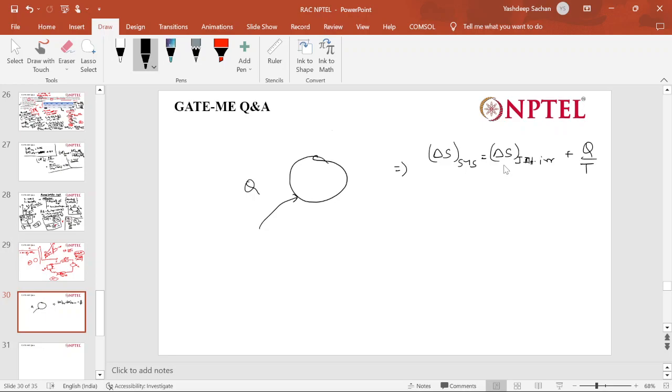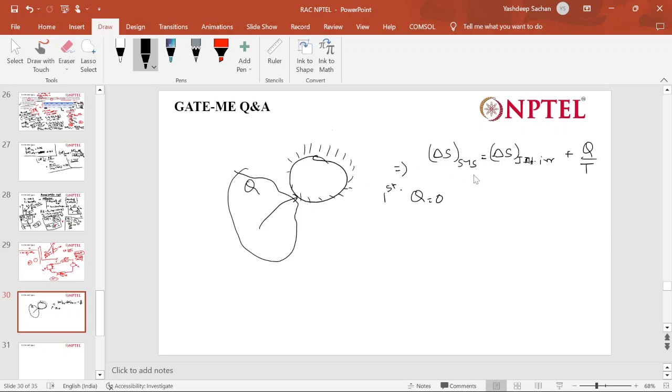Now think of the system as internally irreversible, but no heat interaction is there. That is the first case. I am saying it is a totally adiabatic system. Adiabatic means Q is 0, and only internal irreversibility exists.